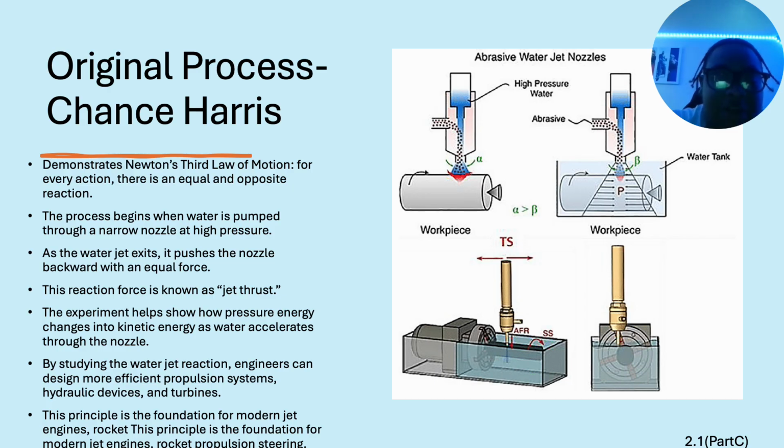Hello, this is Chance, and I'll be going over my original process, which is the water jet reaction study. The water jet reaction study is a great example of Newton's third law. Every action has an equal and opposite reaction. When water is pushed out in one direction, it creates an opposite force that pushes the object the other way. This same principle explains how rockets launch or how turbines spin. The experiment helps connect Newton's theory of motion to what we actually see happen in real life.